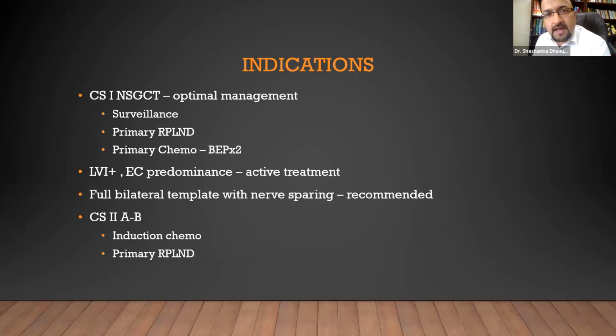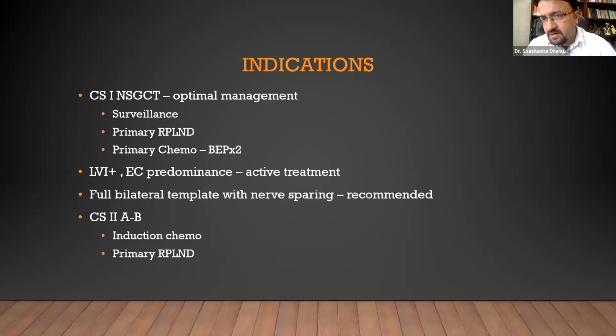All right. So indications. This is a very important slide. The indications of an RPLND in stage 1 NSGCT. Optimal management can be surveillance, a primary RPLND, or a primary chemo, BEP times 2. In cases of lymphovascular invasion or EC predominance, an active treatment is preferred. Surveillance is not preferred. And usually the recommended approach to RPLND is a full bilateral template with nerve sparing.